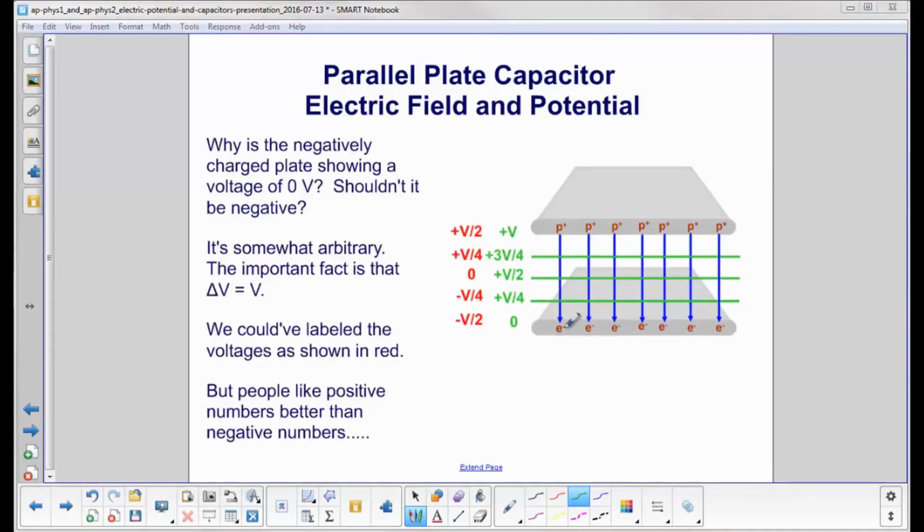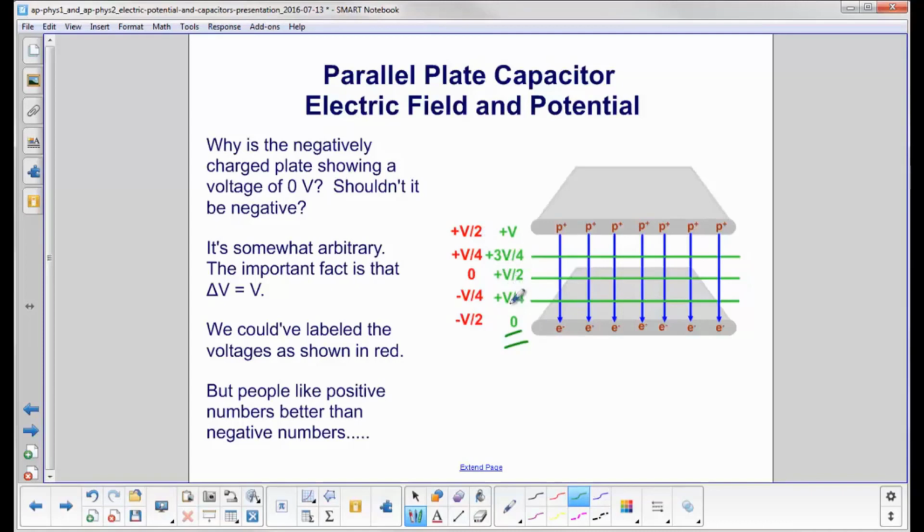Why did we show the negatively charged plate with a voltage of 0 and not some negative number? Well, actually it's somewhat arbitrary. The important fact is that the difference in voltage here, delta V, is equal to the voltage supplied by the battery. We could have labeled the voltages as shown over here. We could have started at negative V over 2 at the negative plate, negative V over 4, 0, plus V over 4, plus V over 2.